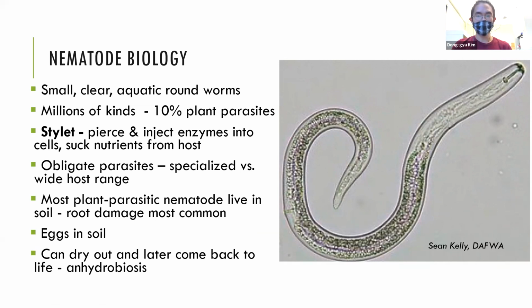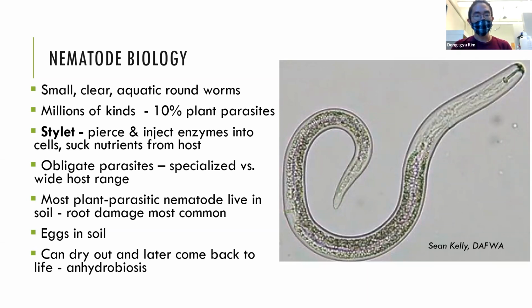It's essentially a syringe that the nematode uses to pierce and inject enzymes into its host cells. And then once these enzymes have done their thing, digesting the nutrients and altering the host, the nematode uses the same stylet to suck up nutrients back into itself.